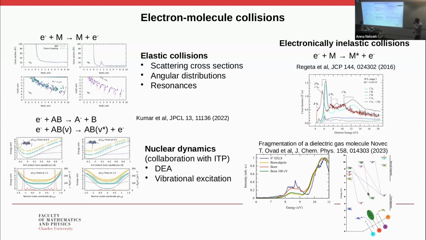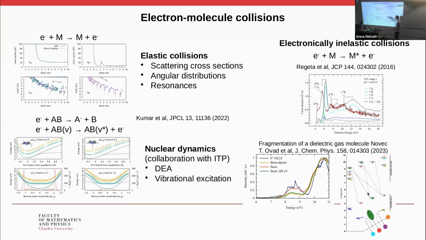Yeah. So I'm going to talk about these new developments in the context of the kind of physics that we are working on in our group in Prague. We study two types of collision processes. One type is the classical electron-molecule collisions, in which we are looking at elastic collisions, which means collisions in which the state of the target molecule does not change.